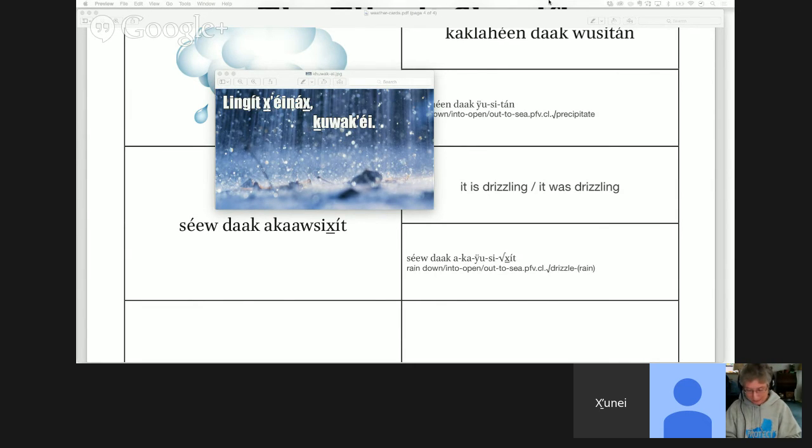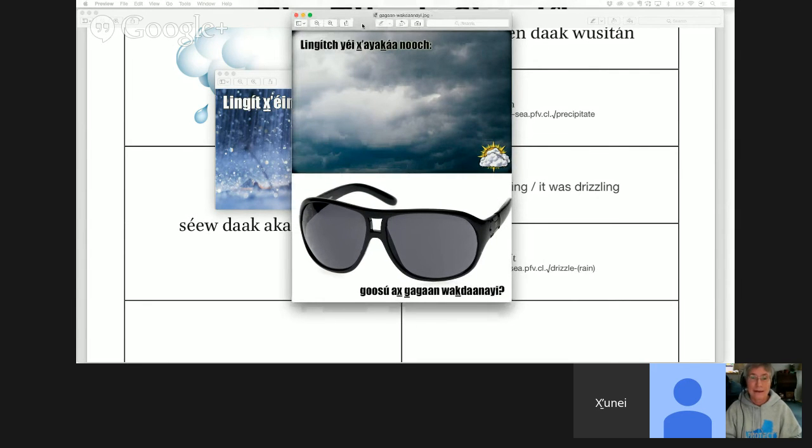Because what we're doing is memes where it's like natives be like or somebody be like. So it says Tlingit. So it shows a bunch of clouds up there. So Tlingits are always saying, "Where's my sunglasses?"